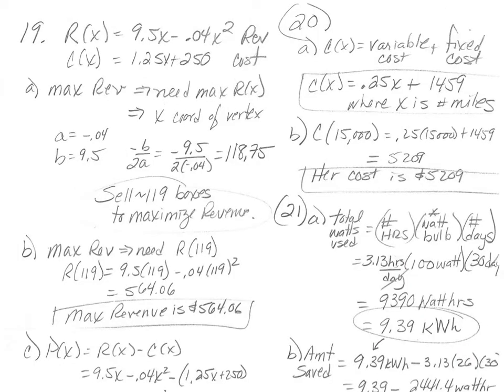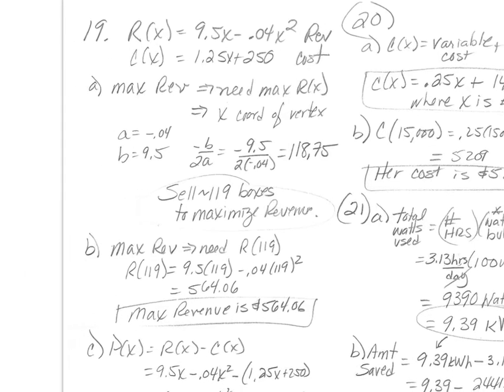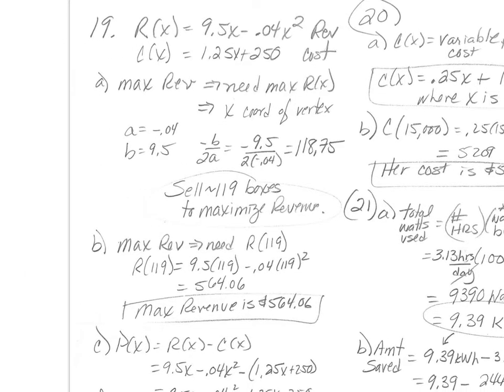For number 19, for this guy we have daily revenue given to us. Here's our function for revenue. They give us the cost function, so both of these have been given to us. We're asked how many boxes of candy must the firm sell to maximize revenue. It's a quadratic. We need to maximize revenue, so that means we need the x-coordinate of the vertex. The x, remember, is the number of boxes. R of x is the revenue.